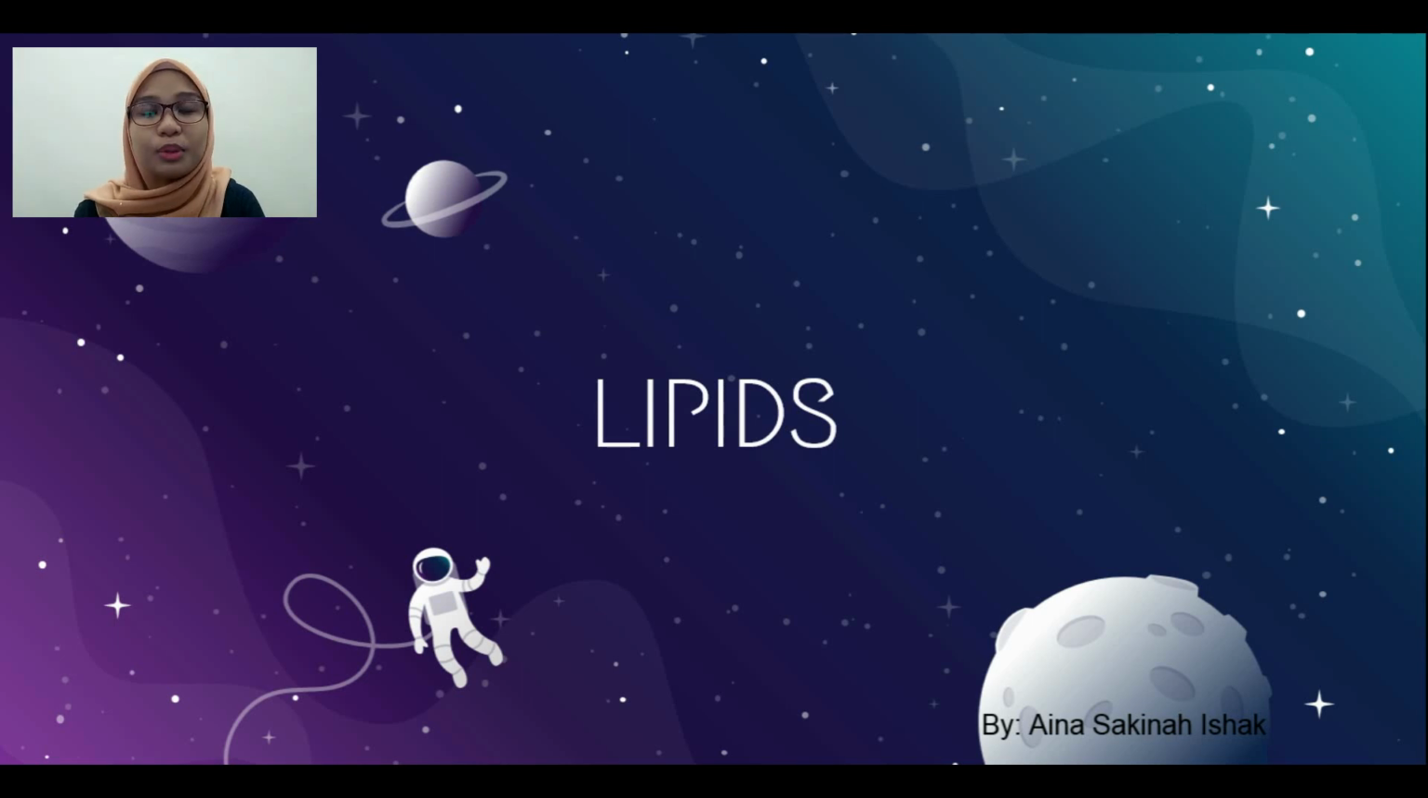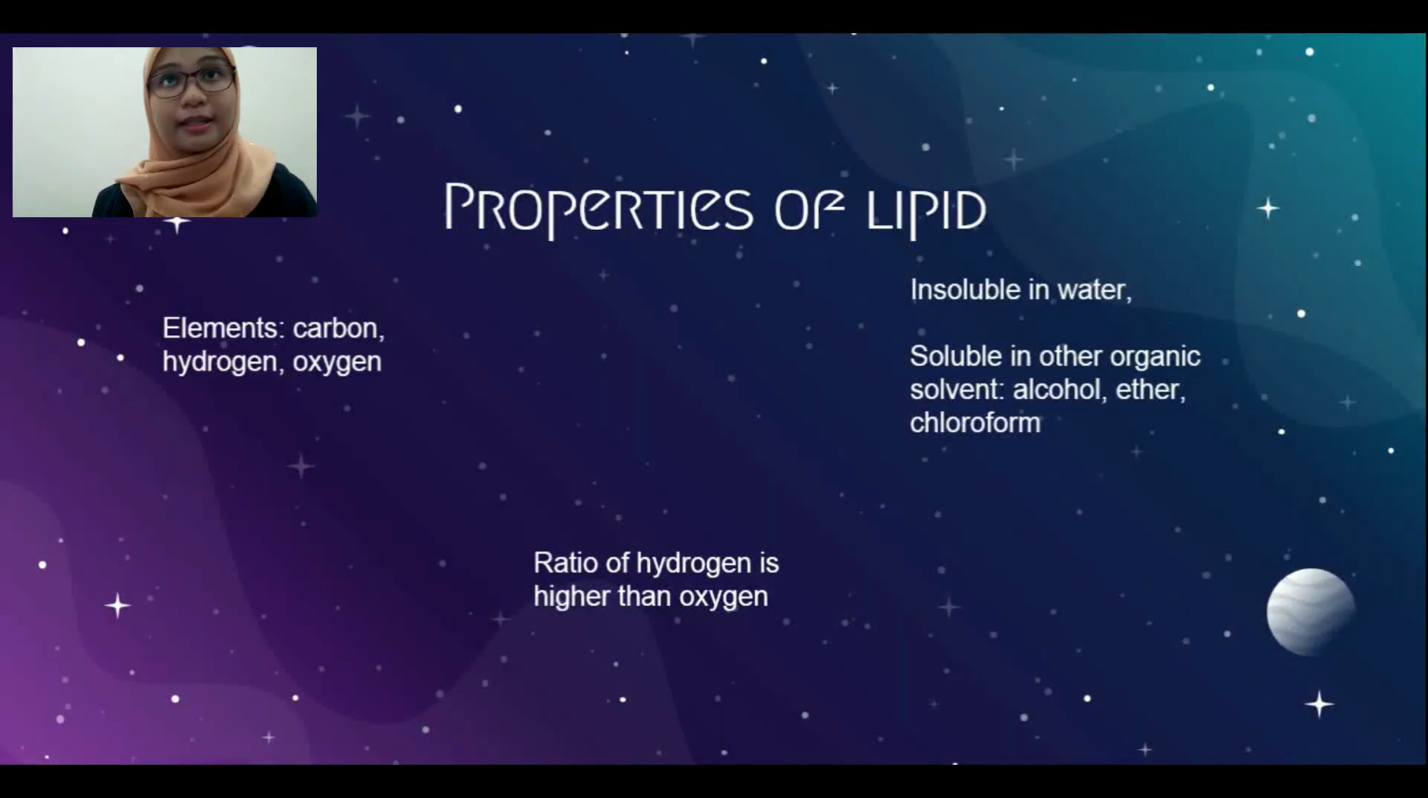So we will continue with the subtopic lipids. First we need to know the properties of lipid. It is made up of the elements carbon, hydrogen, and also oxygen. What makes it differ from carbohydrate is that the ratio of hydrogen is higher than oxygen. And it is insoluble in water, but it is soluble in organic solvents such as alcohol, ether, and also chloroform.